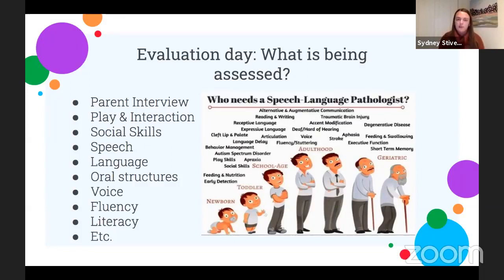And then play and interaction. I wanted to talk a little bit more about this because I think this is pretty common in most evaluations. So play is your child's occupation. Play is how children learn. So evaluations might look like we are just playing with your child. It might not seem like we're doing a whole lot, but while we're playing with your child, we're looking at a lot of different areas and really trying to learn about where your child's at and things that we might need to work on. So depending on your child's age, this could be a really big portion of the evaluation, or it could be a small portion, but typically there will be a play portion of the evaluation.